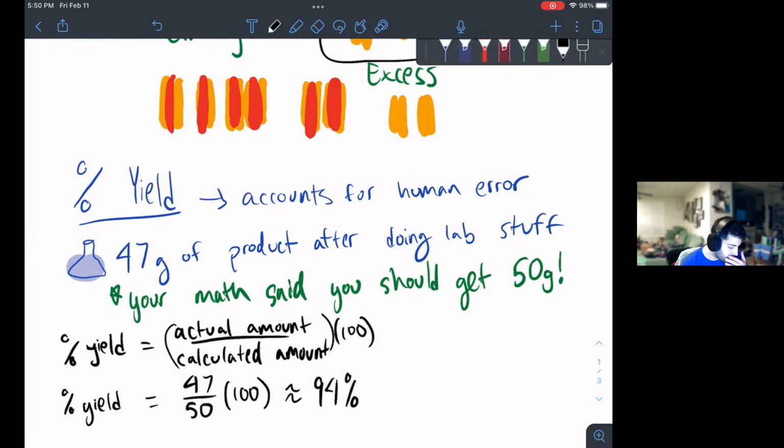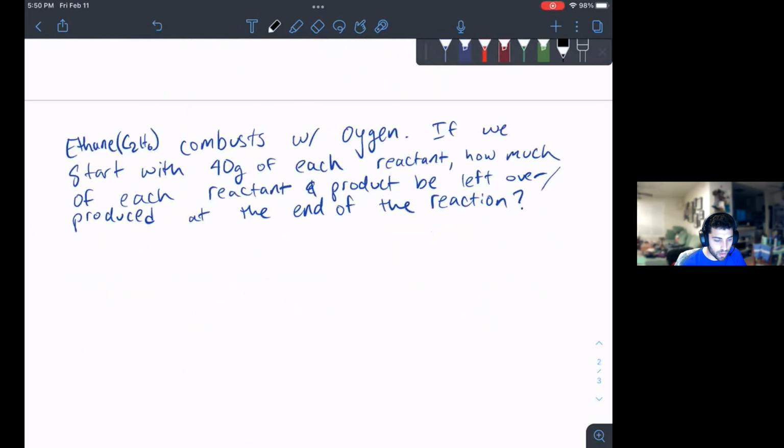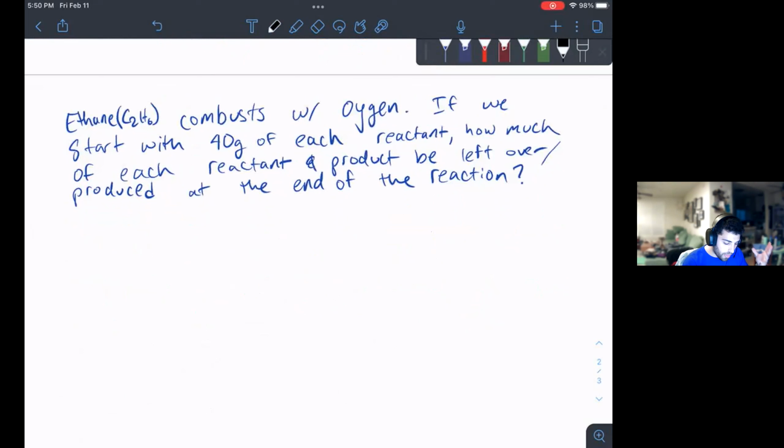So with these definitions, let's just jump right into an example. I have one right here ready for us. Ethane combusts with oxygen. If we were to start with 40 grams of each reactant, how much of each reactant and product will be left over or produced at the end of the reaction?